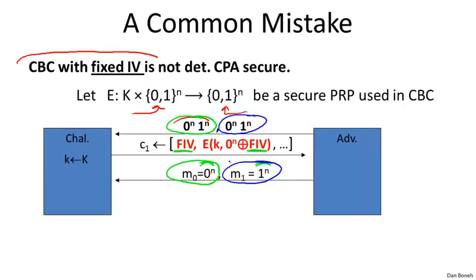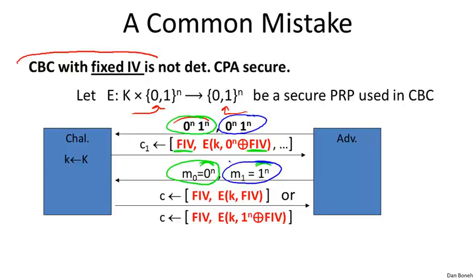Now, what does the attacker get in response? Well, if he gets the encryption of the message on the left, then what's the encryption of the one block message 0 to the n? It's simply the encryption of the fixed IV, just as we saw before. However, if he's getting the encryption of the message on the right, that's going to be the encryption of 1 XOR the fixed IV. That's just the definition of CBC encryption.